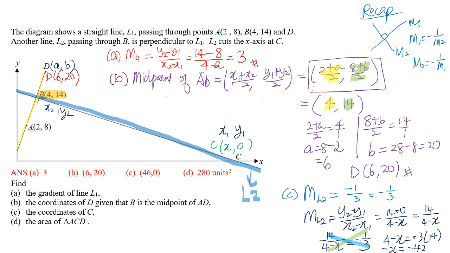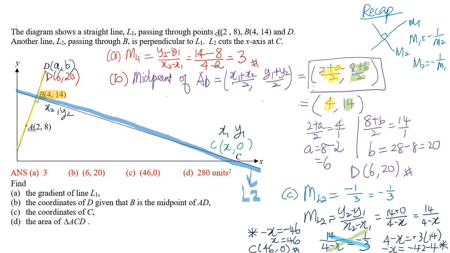Then minus 4. I'm going to continue here. Therefore, negative x is equal to -46. So x will be 46. Hence your point C will be (46, 0). That's how you find your point C.